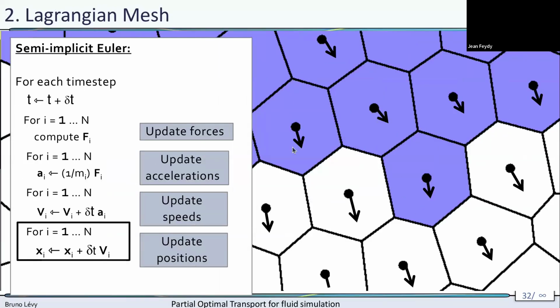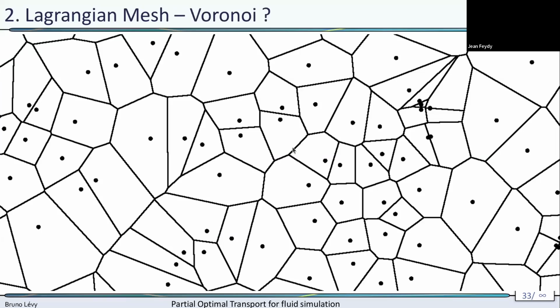So here we are. How can we construct this parameterization of the mesh that depends on some points, so that I can move the points around, and they act like handles to move the mesh myself? The first thing that comes to mind is a Voronoi diagram.